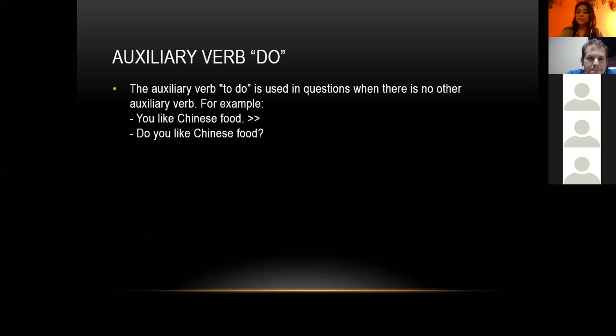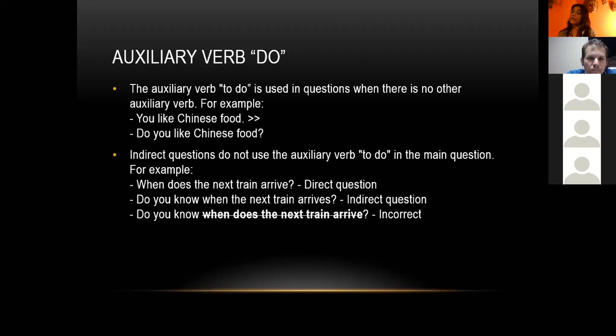Okay, listen to this. Auxiliary verb do. Again, guys. Le voy a subir esa presentación al grupo, okay? Auxiliary verb do. The auxiliary verb to do is used in questions when there is no other auxiliary verb. For example, you like Chinese food. Do you like Chinese food? This is a normal question. Indirect question, do not use the auxiliary verb to do in the main question.